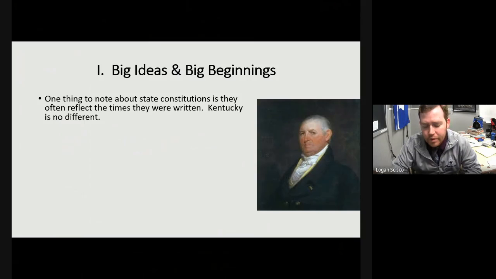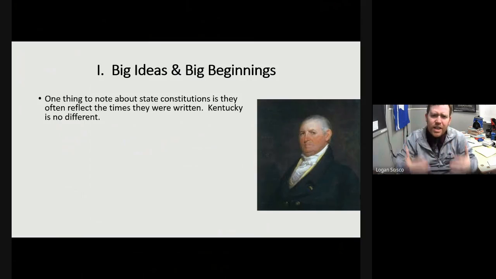Now, the one thing that you also want to recognize is that state constitutions and constitutions in general mirror the times in which they were written. For example, in the U.S. Constitution, in the Seventh Amendment of our Bill of Rights, it specifies that if you sue somebody for more than $20, then you can get a jury trial. But $20 back in 1787 was worth a lot more than $20 is today.